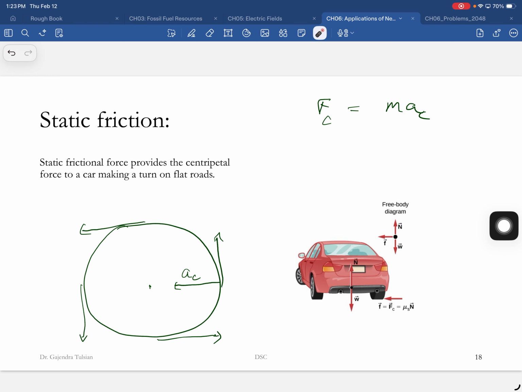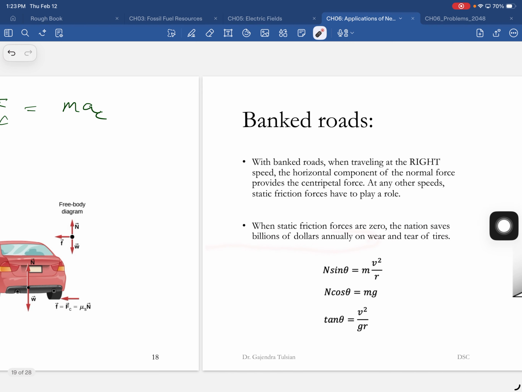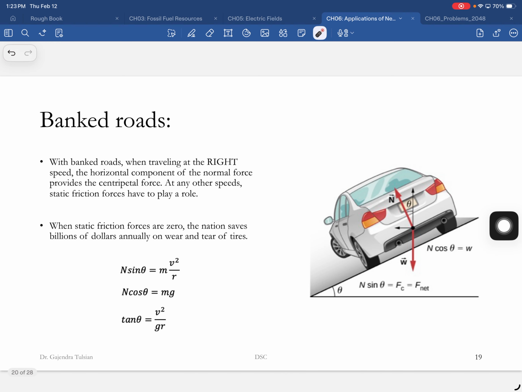Every time you take an exit, that's a curved road, you leave some rubber on the road. So if every exit were flat, the nation would lose billions of dollars. When static friction forces are used, the nation saves billions of dollars annually on wear and tear of tires. So if they were all flat, you'd lose billions of dollars. And so how do you fix that? You bank the road. Here's what happens when you bank the road.